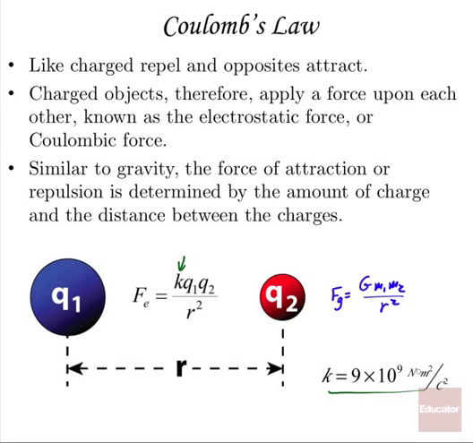Notice what we have here. Instead of K, we had G for gravity. Instead of charge, we have masses. And distance between their centers? Distance between their centers. It's almost the same thing, just in a different regime. The biggest difference is that gravity can't repel, while the electrostatic force can attract or repel.